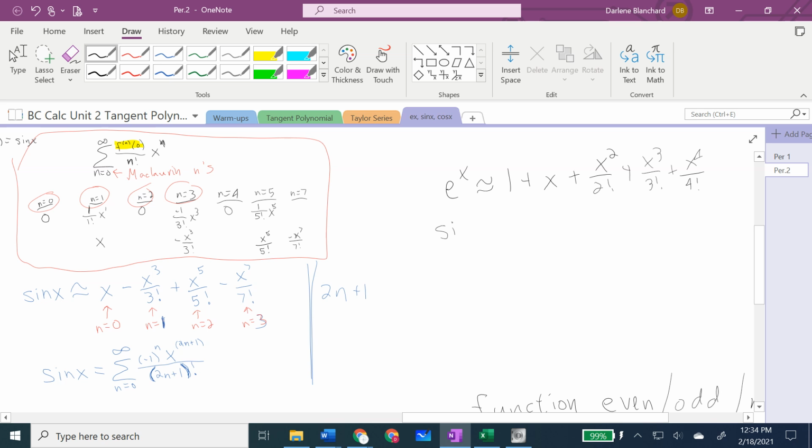Sin x takes the terms from e to the x that are odd and then does a back and forth negative sign. So I start with x and then minus x cubed over 3 factorial, and then plus x to the 5th over 5 factorial. So I get an alternating series where it goes directly from positive to negative, positive to negative, positive to negative. Let that help you in learning these two formulas.